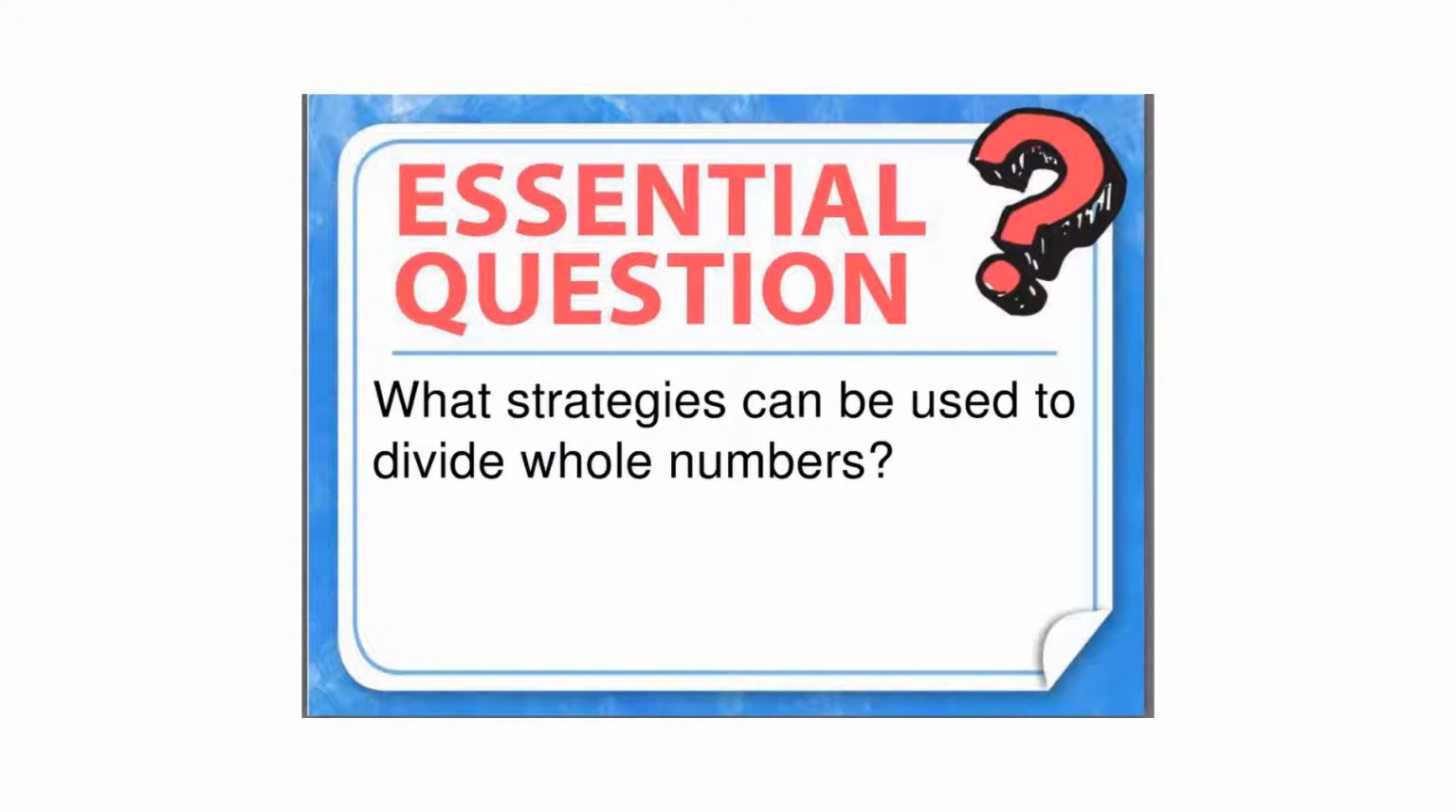So let's see. Our essential question, because we're now starting a new chapter, is what strategies can be used to divide whole numbers. So this is almost the same essential question as chapter 2, except now we're going to be talking about division instead of multiplication. So before it was what strategies can be used to multiply whole numbers, and now we're talking about strategies that can be used to divide.